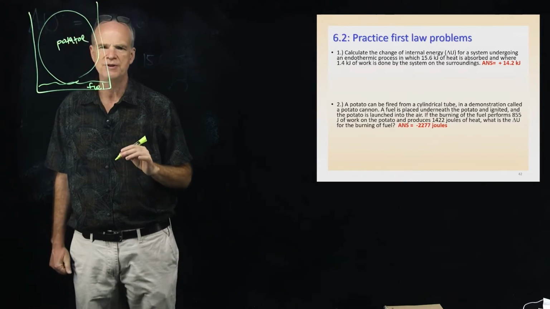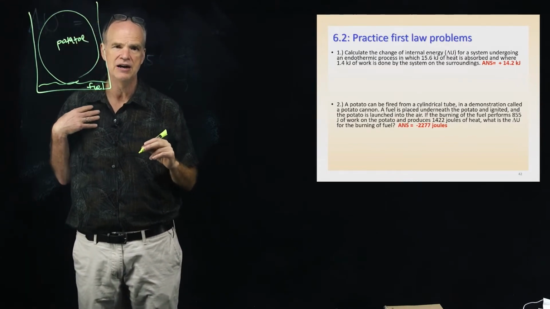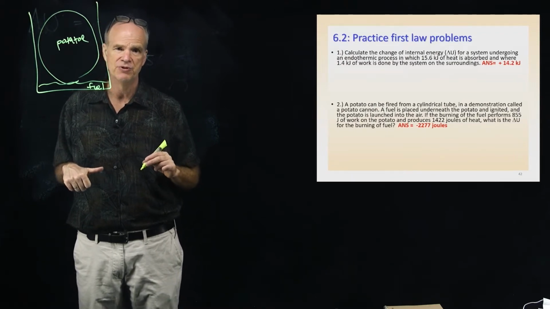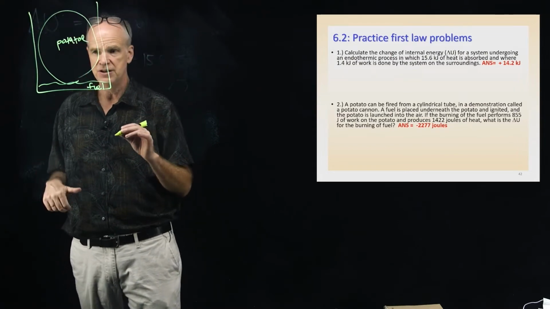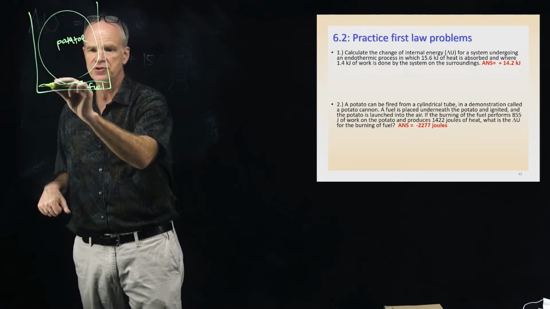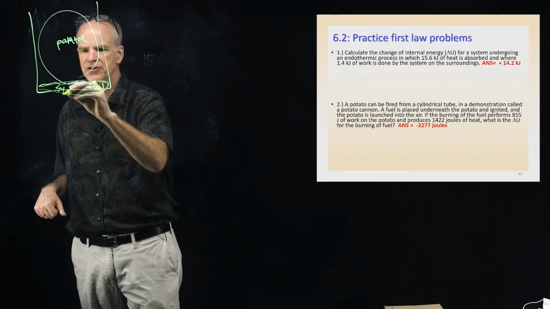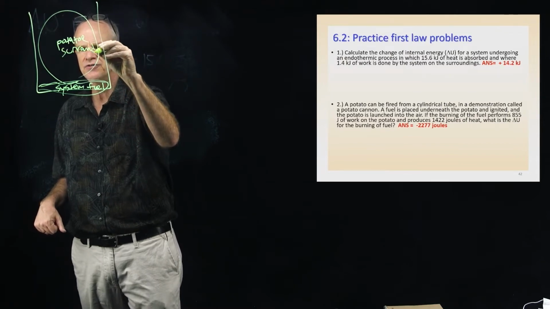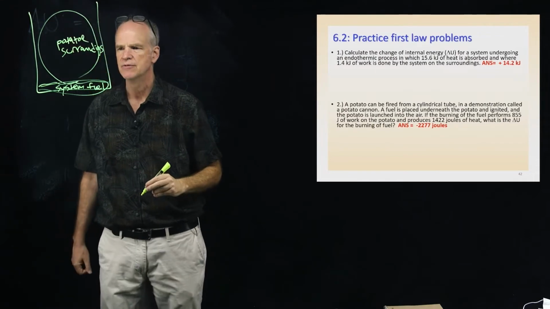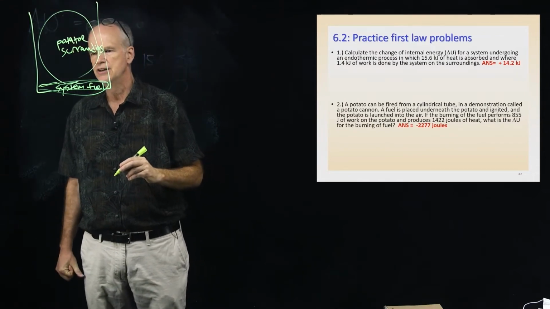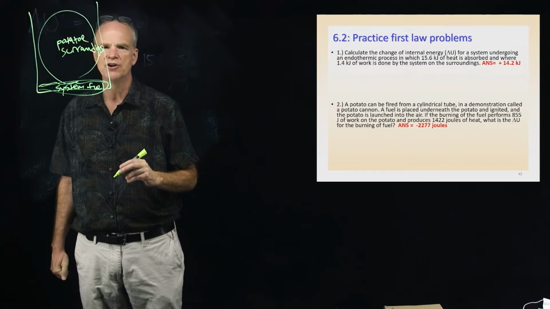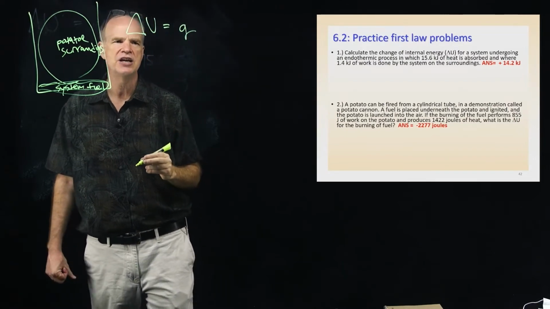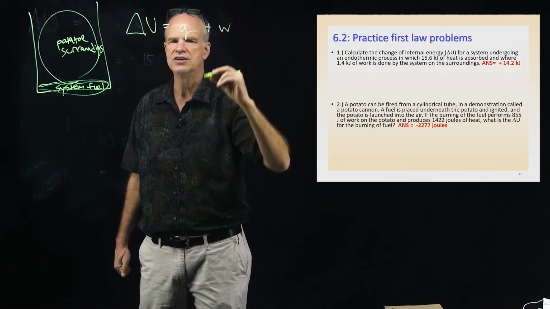What could be pretty important in helping me assign correct signs to Q and W is understanding what is the system and what is the surroundings. I think it would be good to assume that the fuel here is the system. So this is the system, and the potato and everything else outside of the fuel is the surroundings. So we want to find the internal energy change for the burning of the fuel. We want to find delta U, which is equal to any heat exchange with the surroundings plus any work exchange with the surroundings.